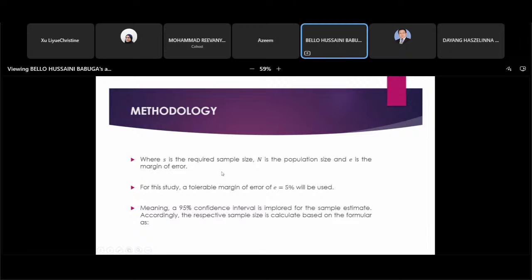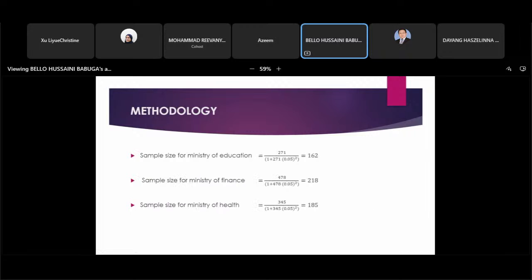Where S is the required sample size, N is the population size, and E is the margin of error. For this study, a tolerable margin of error of E equals 0.05, meaning that a 95% confidence interval is employed for the sample estimate. Accordingly, the respective sample size is calculated based on the formula below. Sample size for the Ministry of Education, sample size for the Ministry of Finance, and sample size for the Ministry of Health using the formula above.